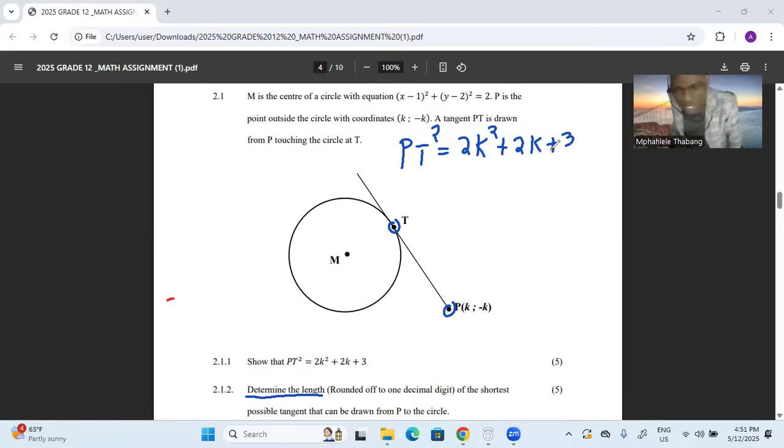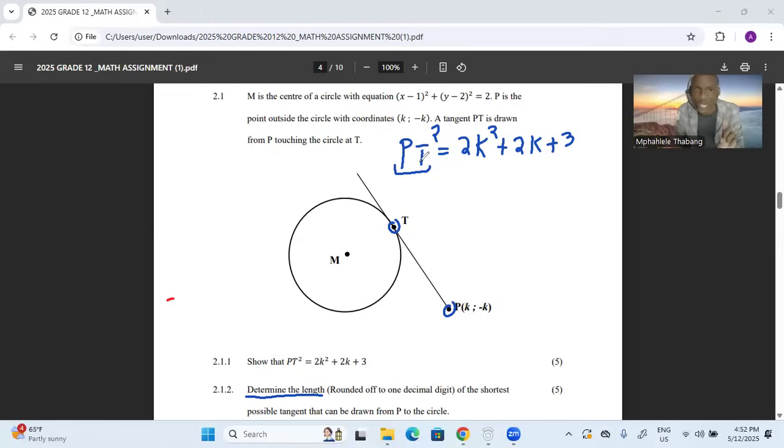So they want to know the shortest length from P to T. Wow, this is an interesting question. I wonder if they already taught you calculus, because what they are asking here is a problem of calculus. If we apply calculus, we are able to find something at its minimum, and we can also find something at its maximum. It is calculus that helps us identify the minimum value and also the maximum value. So here, I want to know PT at its minimum.